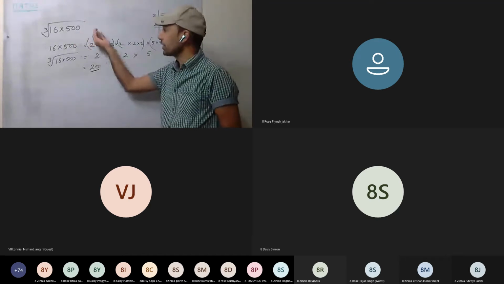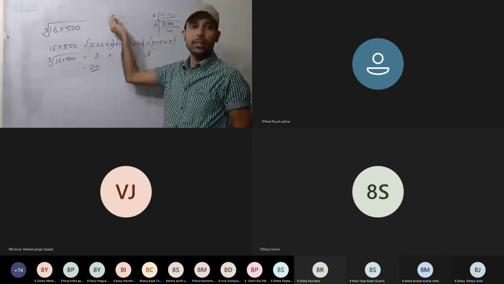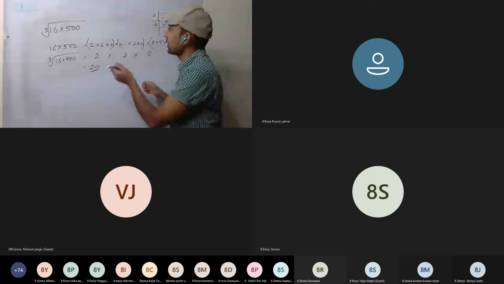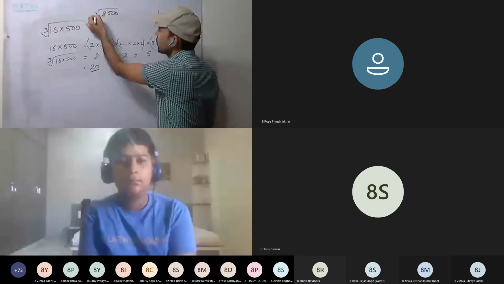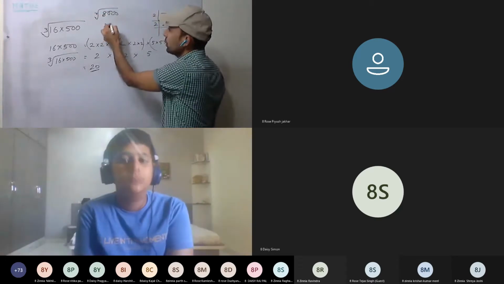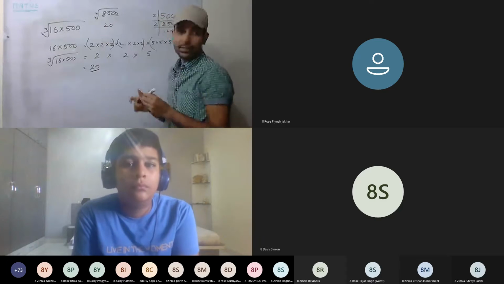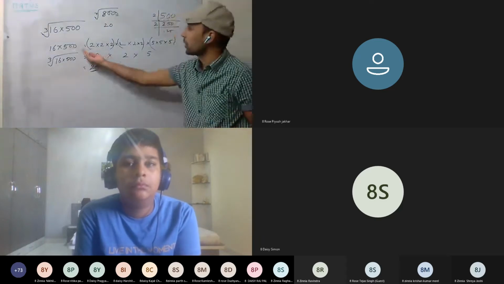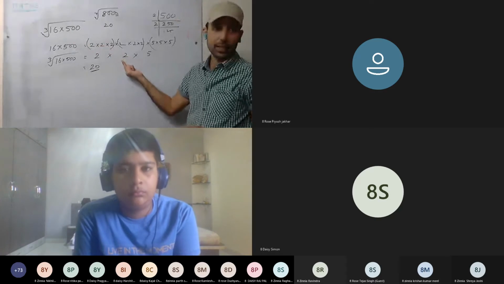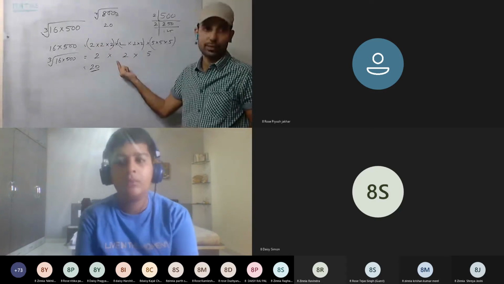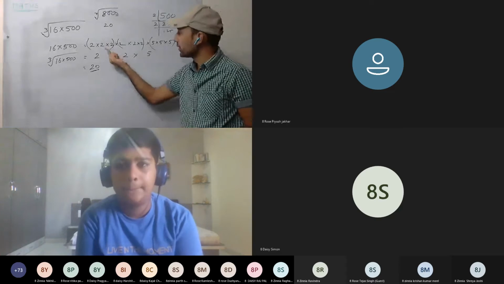If you know straightforwardly that the cube root of 8,000 is 20, that is also fine. The cube root of 8 is 2, and for the 3 zeros, 1 zero will be taken. But there was no need to multiply. At last you have to factorize them anyway. Okay.